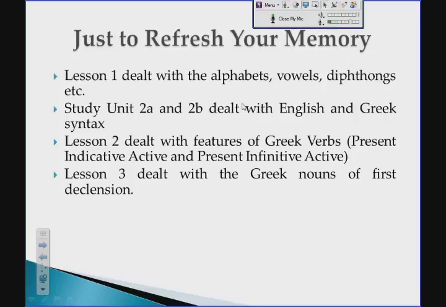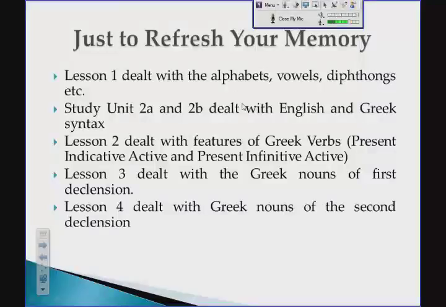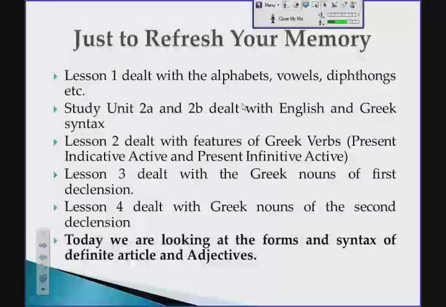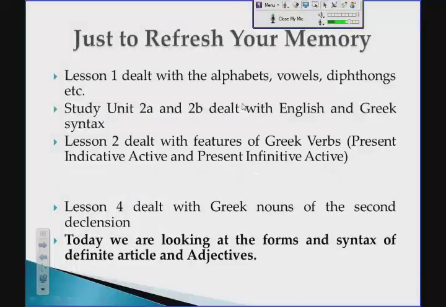And then lesson 3, we dealt with Greek nouns of the first declension. That is the feminine nouns, okay? And then lesson 4, last week, dealt with the Greek nouns of the second declension. Sorry for this irritation, I have sinus today. And then today we are looking at the forms and the syntax of the definite article and the adjectives. Okay. That's basically what we will be doing.